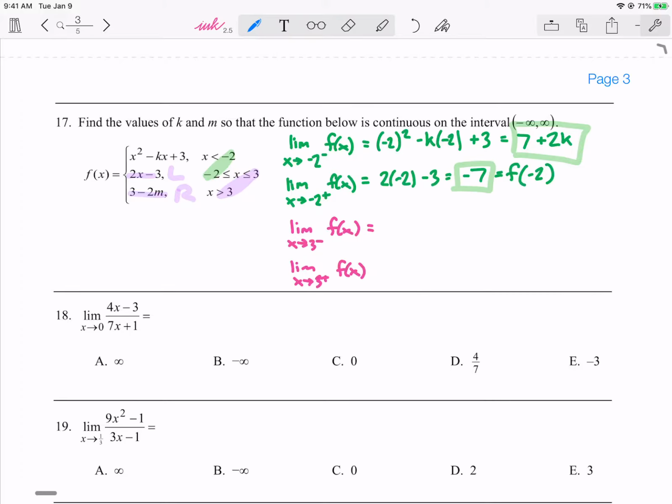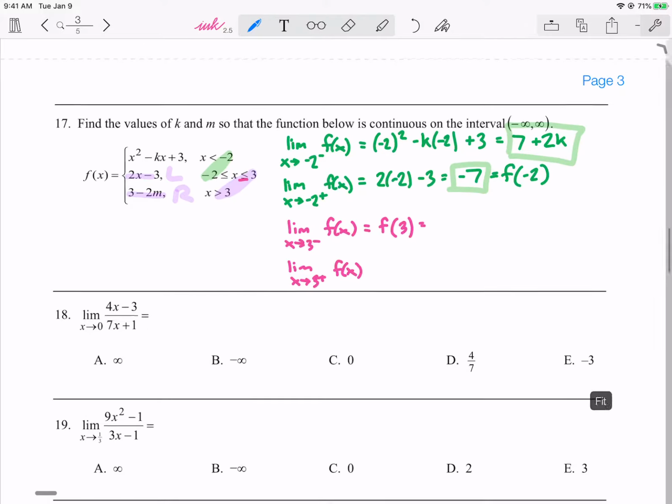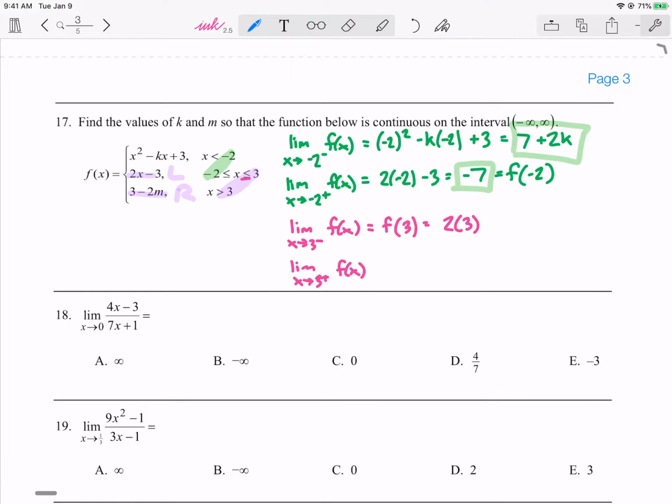The limit from the left is the same as the function's value at 3 because of the or equal to component. So I've got 2 times 3 minus 3 for the left-sided limit and the function's value. 6 minus 3 is 3. And then finally from the right, well, it's just a constant. It's 3 minus 2m, whatever that is. So again, these need to equal each other now.